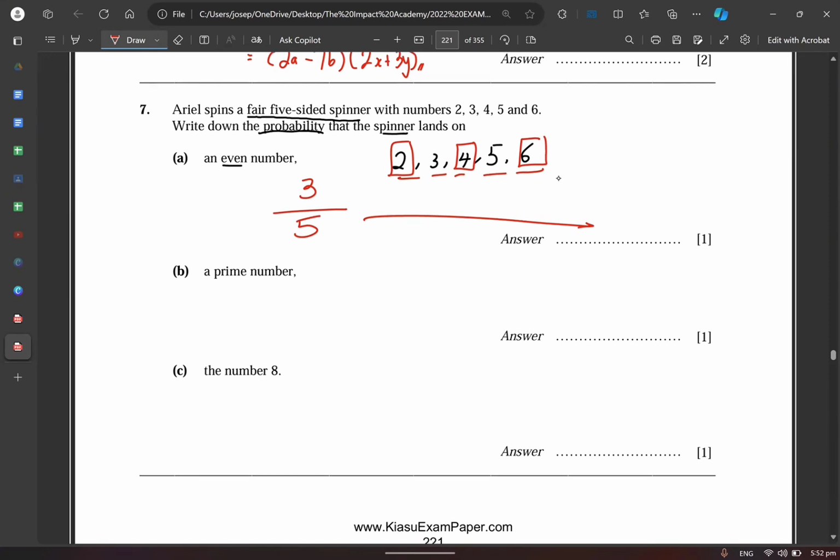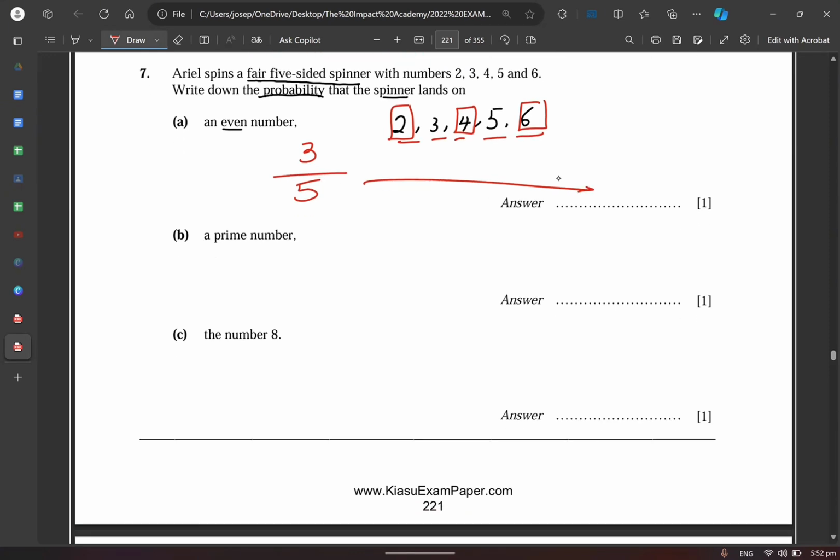Now, of course, once we know this, we can move on to the next one. What is a prime number? A prime number means a number that is divisible by 1 and itself. If you cannot remember, just write it down. Practice makes progress. So over here, you write divisible by 1 and itself. I say that again, divisible by 1 and itself.